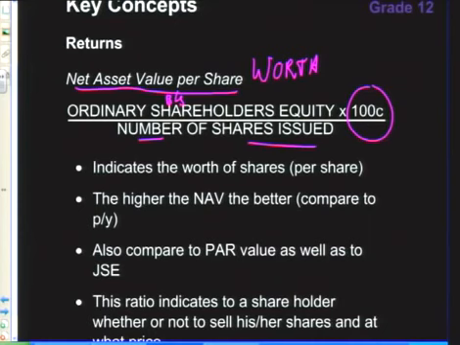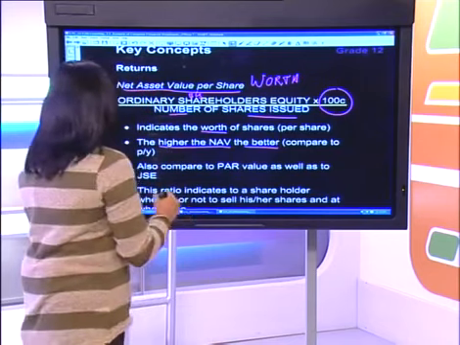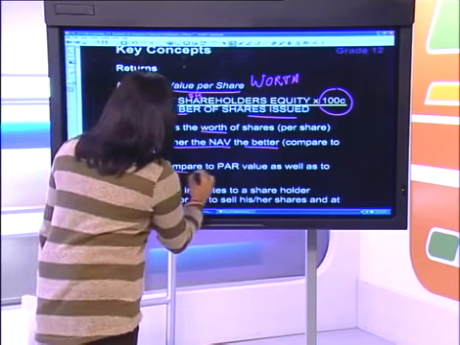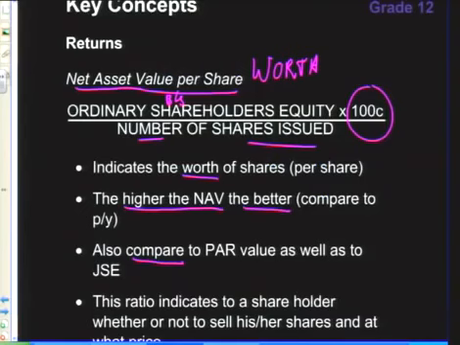Like I mentioned, it indicates the worth of your shares. The higher the net asset value, the happier your shareholders, because it means they can sell their shares at that price. It also needs to be compared to the par value, the original price of your shares, as well as to the JSE. The JSE, guys, refers to your market price.